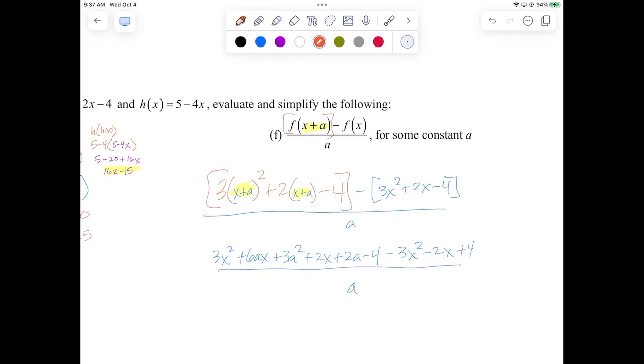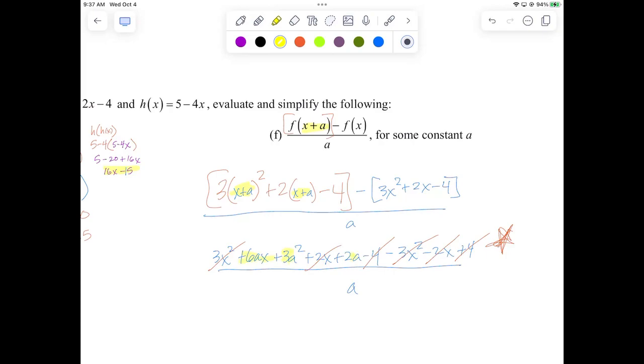And here's your checkpoint. If you set it up correctly and expanded it correctly, everything without an a should cancel from the top. 3x squared minus 3x squared, plus 2x minus 2x. If you end up with a positive 4x there, you're doubling it instead of canceling. You didn't distribute the negative. Negative 4 plus 4 go to 0. If you end up with a negative 8, you doubled it instead of canceling it. Now there's 3 terms left in the top.